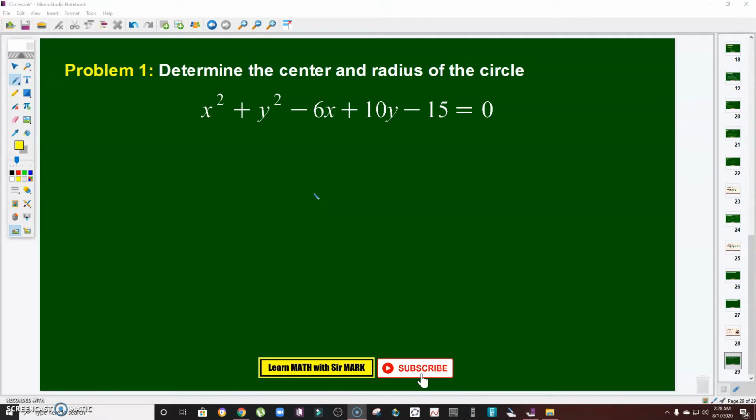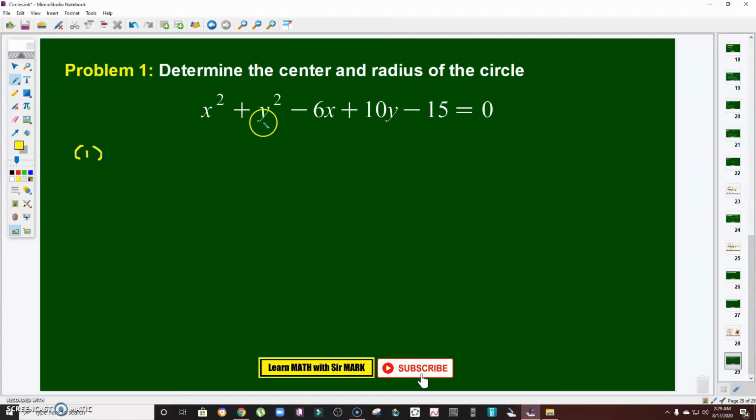As I mentioned in the introduction of this video, I already discussed two ways to determine the center and radius of the circle when the general equation is given. One way is by completing the square, and the second one is by using a formula. Suppose the general equation is x squared plus y squared minus 6x plus 10y minus 15 equals 0. As I said, one way is by completing the square.